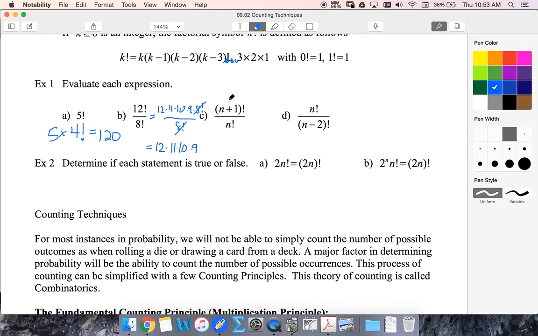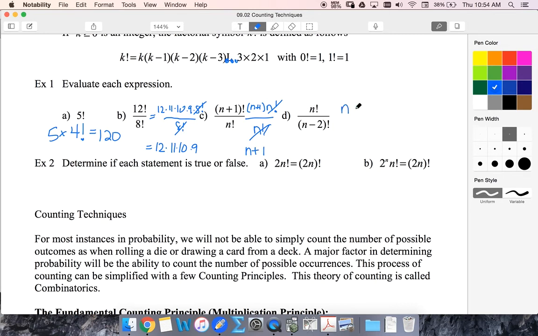All right, we don't know what n is, but n plus 1 is our number. So we start with that. The next number down is going to be n. The next number after that, n minus 1, n minus 2, all the way down to 1. But I can shrink that to n factorial to cancel with the n factorial. So I'm left with just n plus 1.